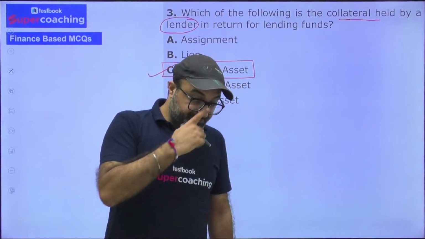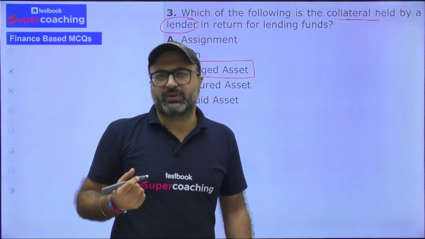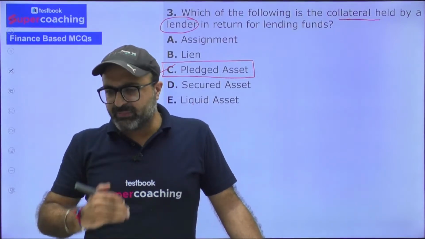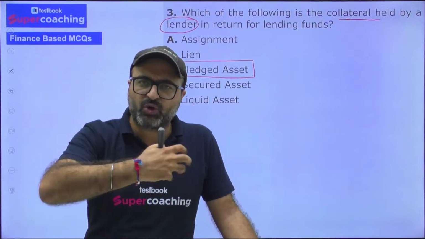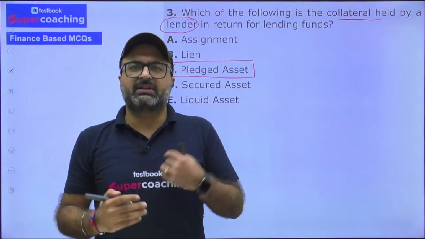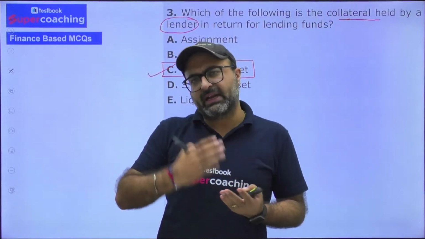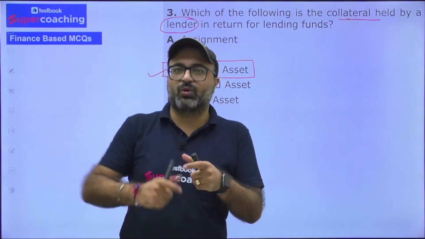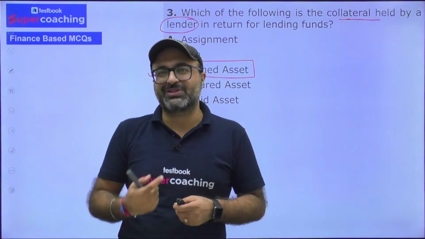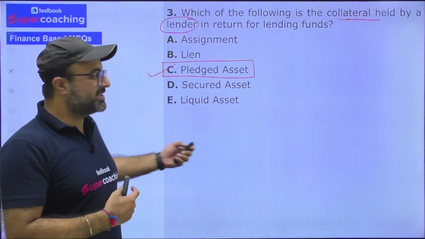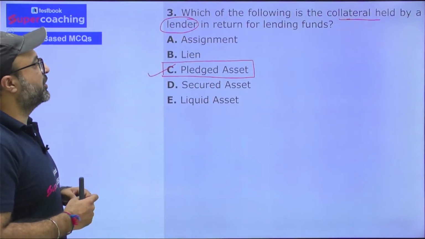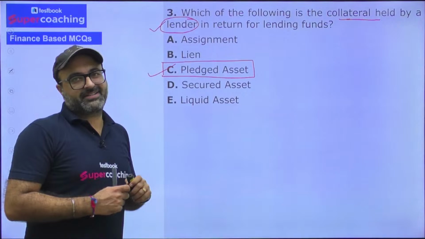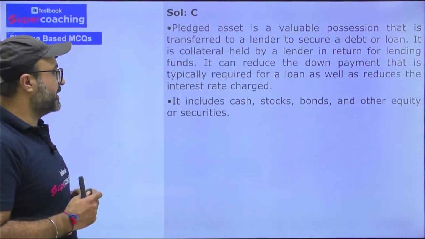For example, if I go for a gold loan, in case of a gold loan, I will be giving my gold into the possession of the bank. The bank will keep that gold safe until and unless I make the loan repayment. If I make the loan repayment and complete the loan, then I will get back the gold. Otherwise the bank will utilize that gold, sell it to recover its loan. So this is known as pledging. So the pledged asset term is basically related to the collateral which is held by the lender in return for lending funds. Got it? Moving on to the next question.